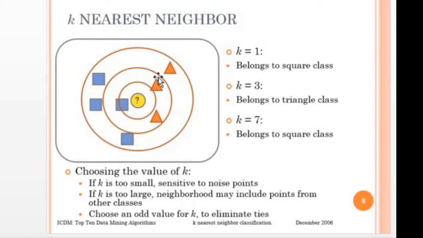Now, if you take the value of k equal to 7, then this outermost circle is denoting k equal to 7. In this circle, you have 1, 2, 3, 4, 5, 6, 7. Total 7 examples are there. You are considering these examples, and in these 7 examples, the majority vote is the square. So you will assign the class of square to the unknown example.